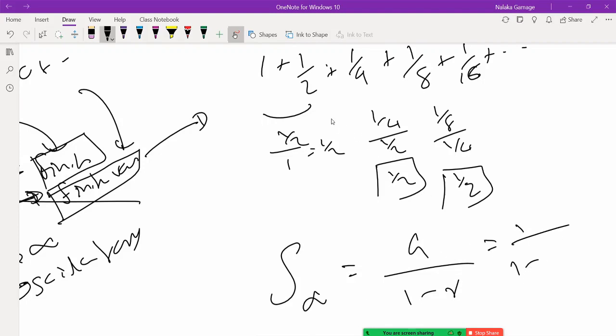1 minus R is half. 1 minus half is half. 1 divided by half is 2.